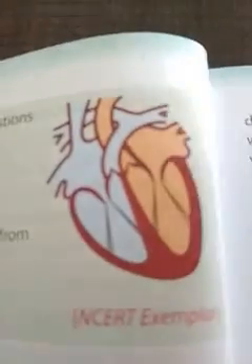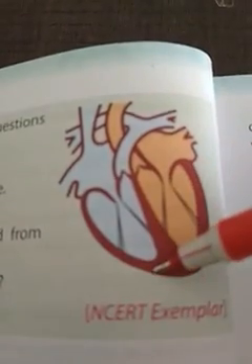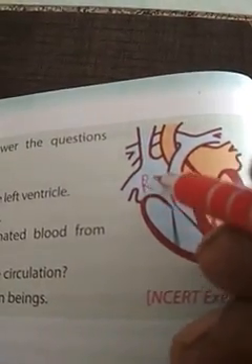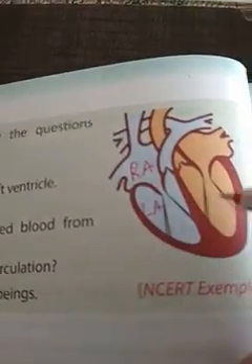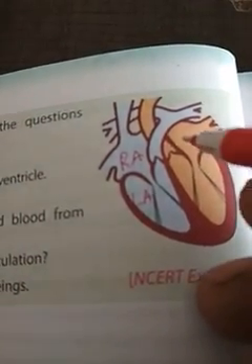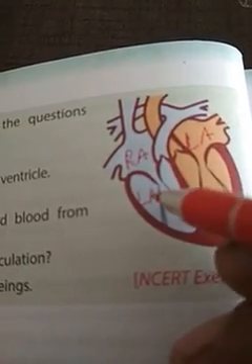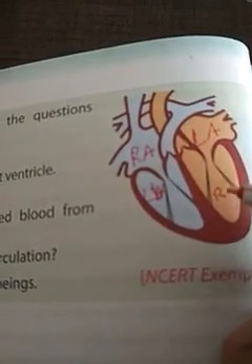This diagram is given here. This is the longitudinal sectional view of the heart. Observe the diagram and label the diagram. This will be the RA, this will be the LA, and this will be the RLA. This will be the LV, LA and RV.